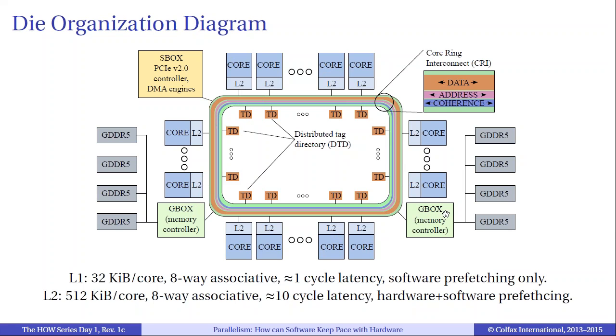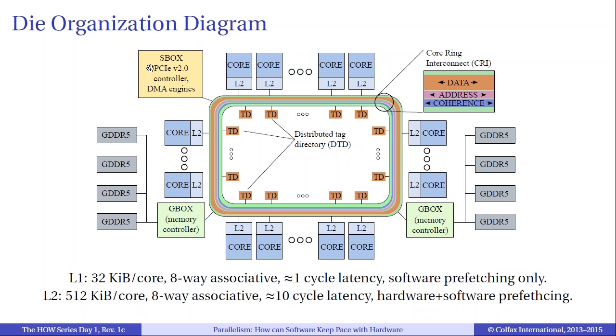Also around this ring are sprinkled 8 memory controllers that connect you to the onboard RAM. This RAM has the GDDR5 technology, high bandwidth RAM, and there is one S box. This is the PCI Express Gen 2 controller. This is the controller that connects Xeon Phi to the main host system.